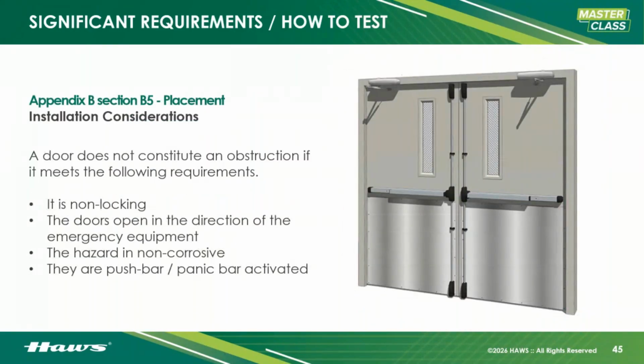Now, doors are also something I get asked about a lot. A door does not constitute an obstruction as long as it meets the following requirements. It has to be non-locking. The door has to open in the direction of the emergency equipment. The hazard has to be non-corrosive, and it has to be push bar or panic bar operated. If all of these things are true, the door is completely fine, and you are allowed to have that. But the whole purpose, especially with the corrosive thing, is that if you're exposed to something and have to navigate or move through the space, we don't want to extend the amount of obstructions or space and time until you get to that equipment.